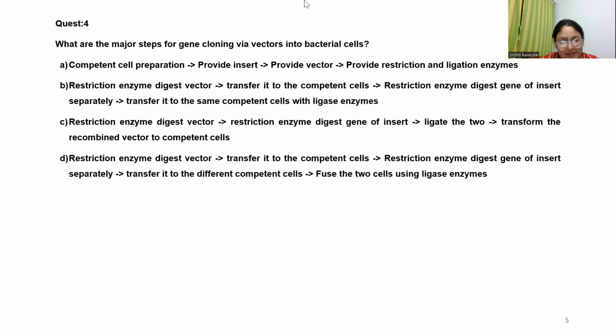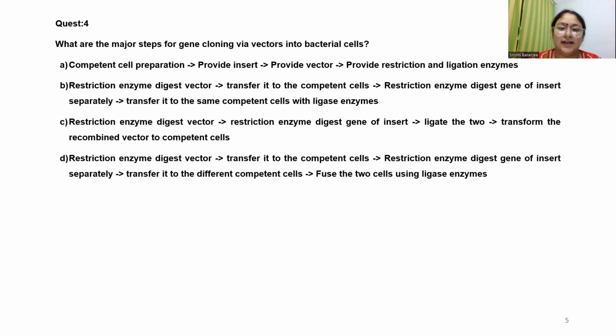Basically, in cloning, we first take our gene of interest and we need the vector as well. Then we use restriction enzymes to digest the vector and the gene of interest at the required point, so we get the ends, and then we join the two so that we can insert the gene of interest into the vector and then transform it into the competent cells, so that we can grow the bacterial cells and amplify the gene. That's why C is the option. Yeah, you're absolutely correct.